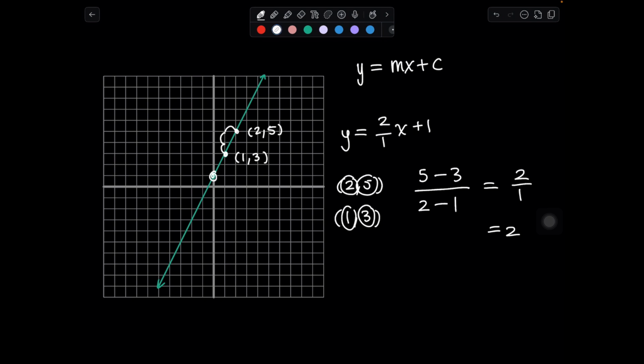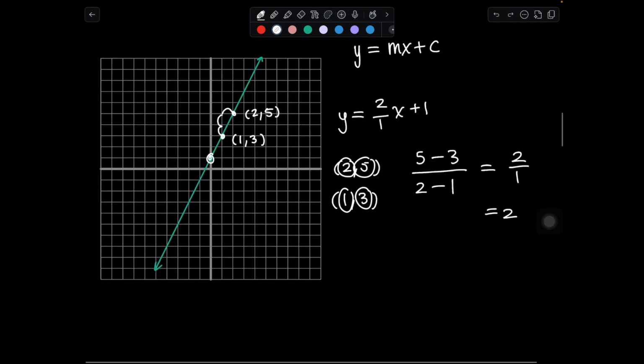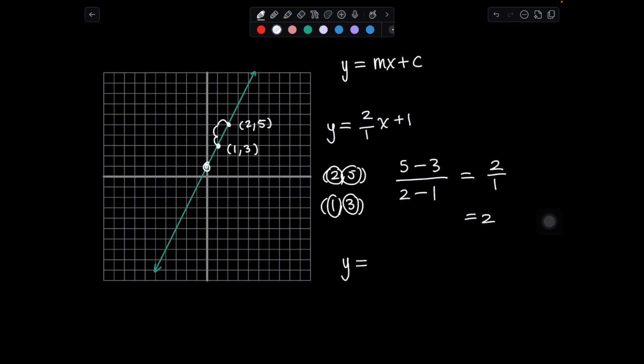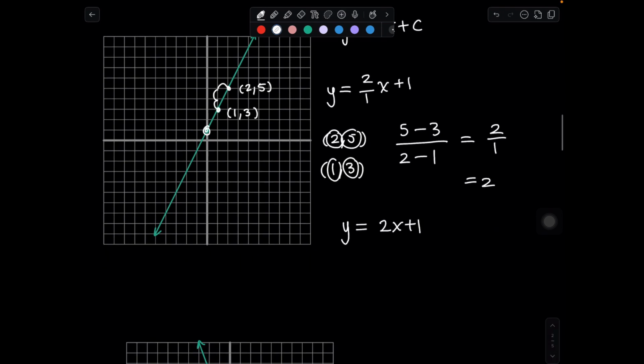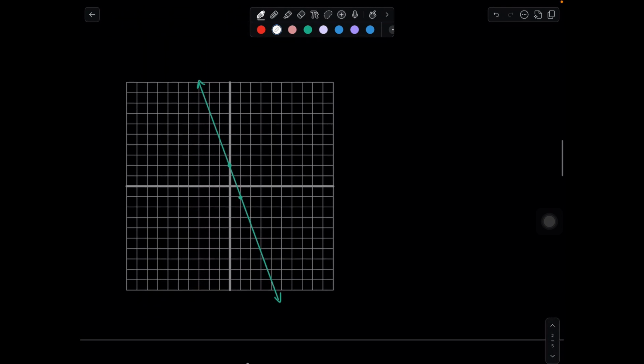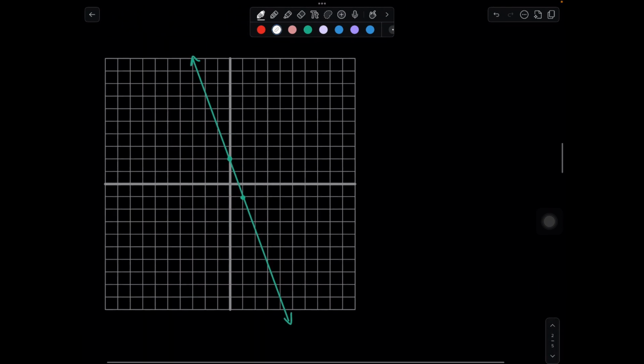So if you have any 2 coordinates on this, you can pick any 2 that you can see and just do the same minusing that I showed you. You'll get the gradient. So our final graph is y equals 2x plus 1. So we'll do another example where the gradient is negative, just so you get a really good idea.